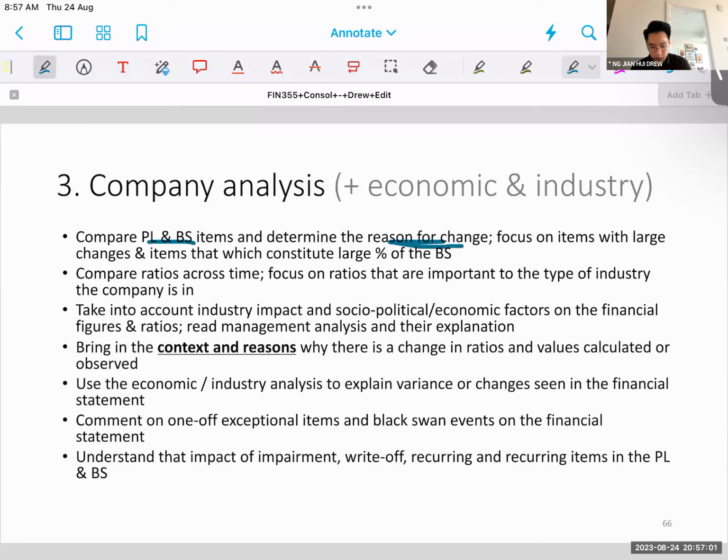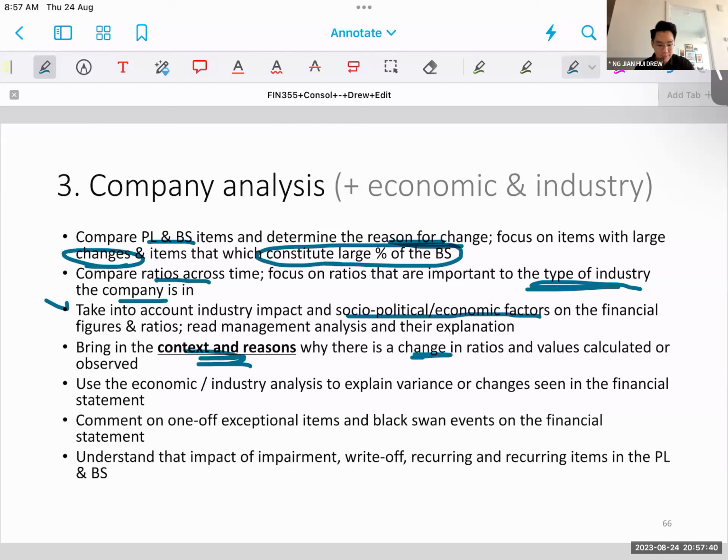Why does it change so much, or why does it constitute a big part of their balance sheet? Okay, we compare ratios across time. As you know, usually we do a 3 to 5 years comparison, the trend analysis. And also we need to compare it to the type of industry the company is in, right? So we need to compare it with industry averages. And then we bring in the idea of economic impact. Just now, whatever we talked about, economic analysis and industry analysis, we bring that in as context and reason for a change.